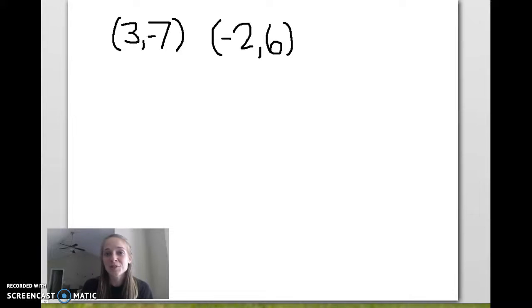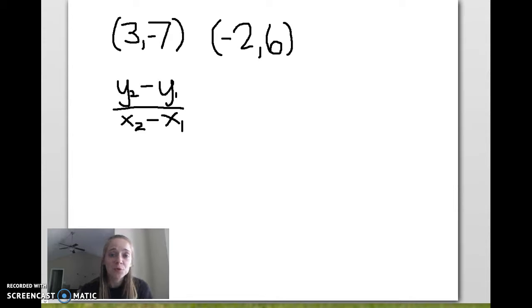Hi, I'm going to go ahead and show you how to find the equation of a line given 2 points. So I went ahead and just picked some random numbers. 3, -7 is going to be one of my points, and -2, 6 is going to be another one of my points. The very first thing that I'm going to do is find the slope between the 2 points.